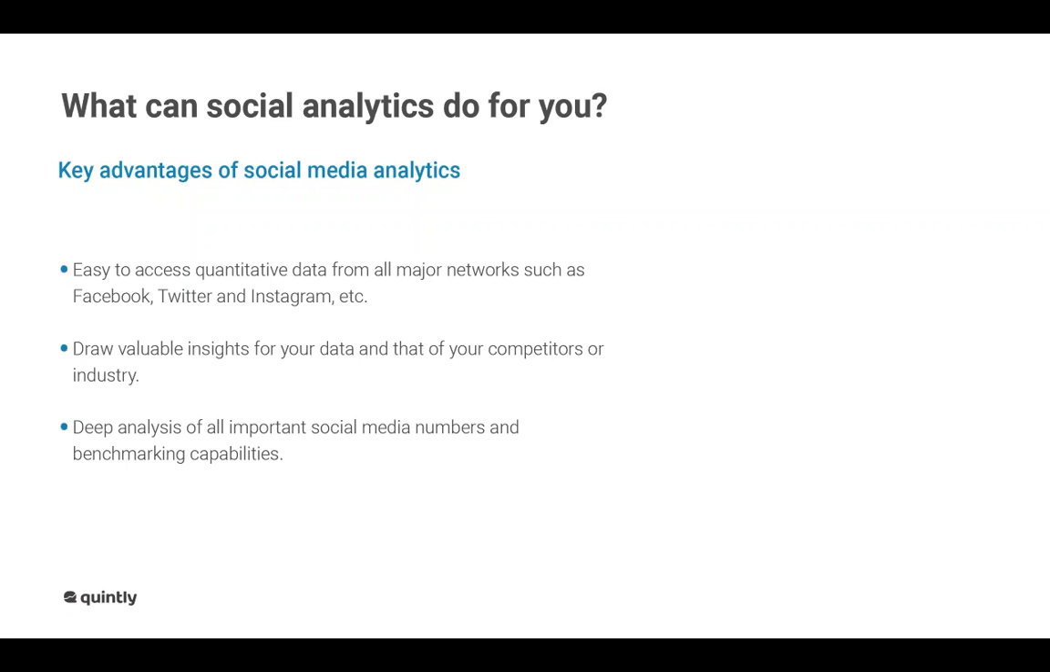This is really important for us, that you not only see your own numbers, but you also see the competitors and learn from them. What are they doing? What are they posting? Which content do they sponsor? And stuff like this. The last point here is really important as well: the deep analysis of all social media numbers and benchmarking capabilities. That means basically you find different KPIs and then measure how content performed and if you reached your goals and why you did not.